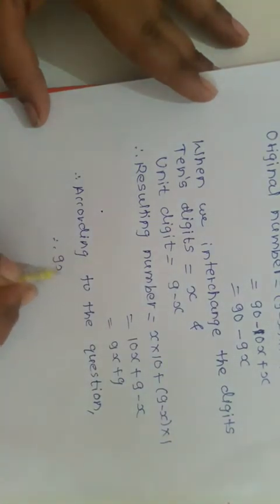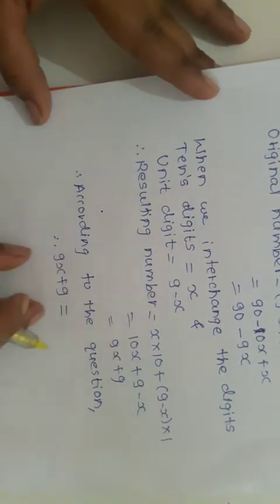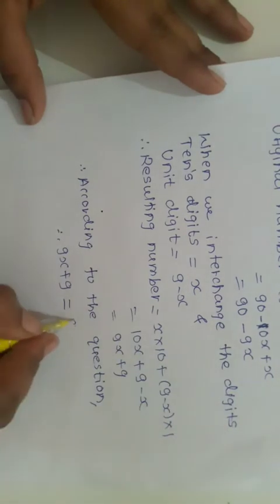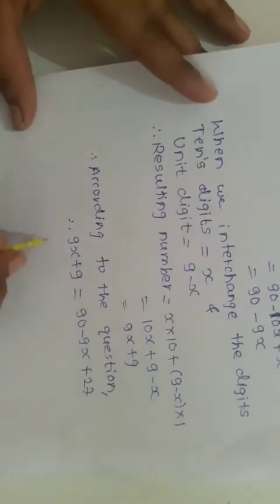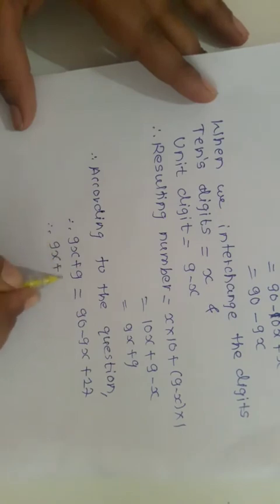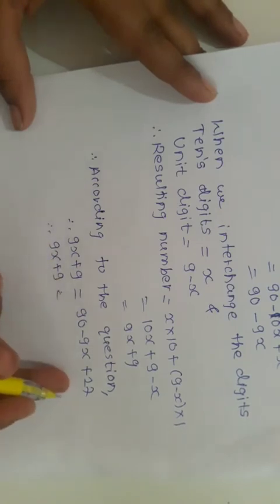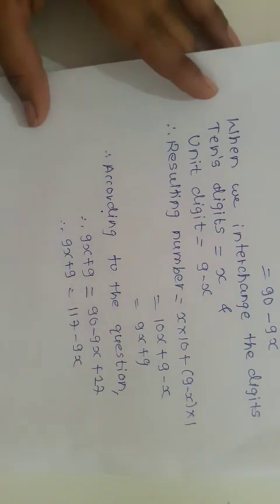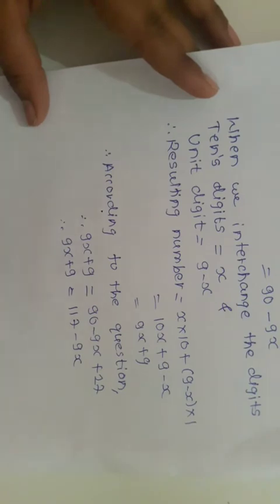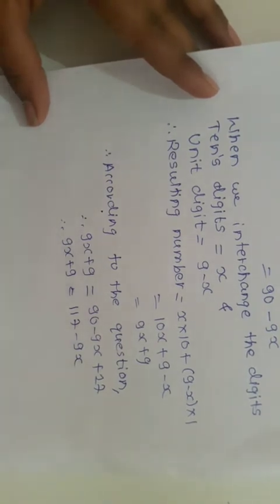So 9x plus 9 is equal to 90 minus 9x plus 27. Therefore 9x plus 9 is equal to 90 plus 27, which is 117, minus 9x. Again, x is not found yet. So if we have to find the value of x, then transpose this 9x to the LHS and 9 to the RHS.